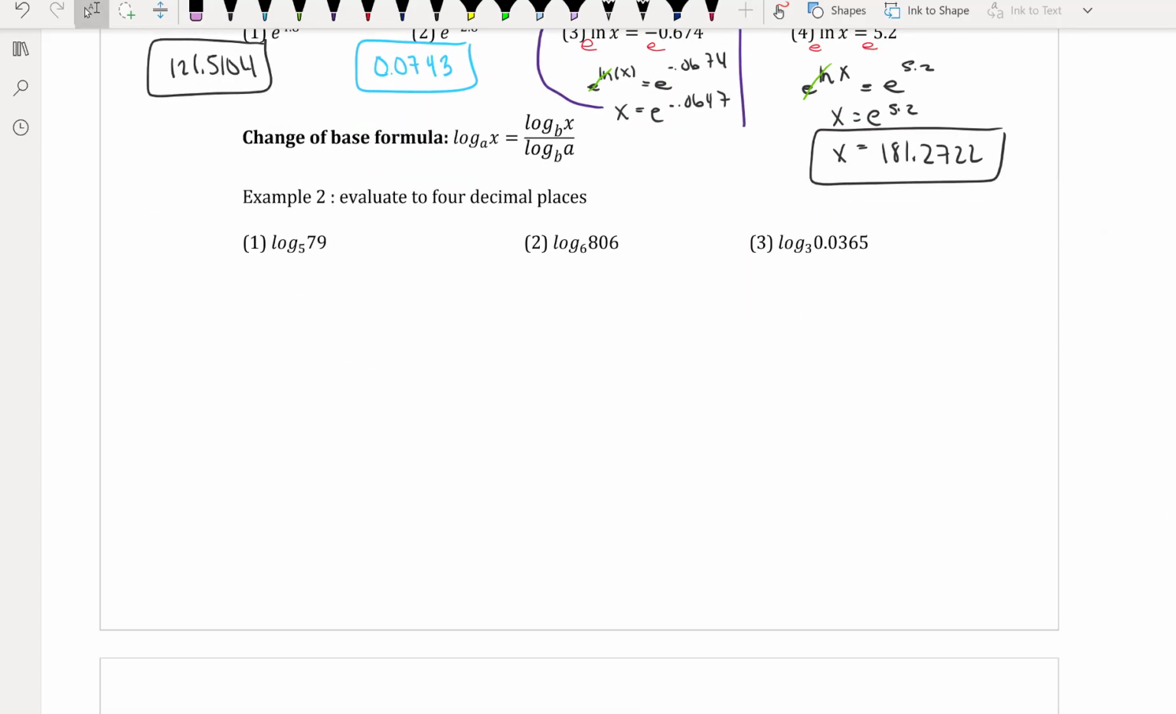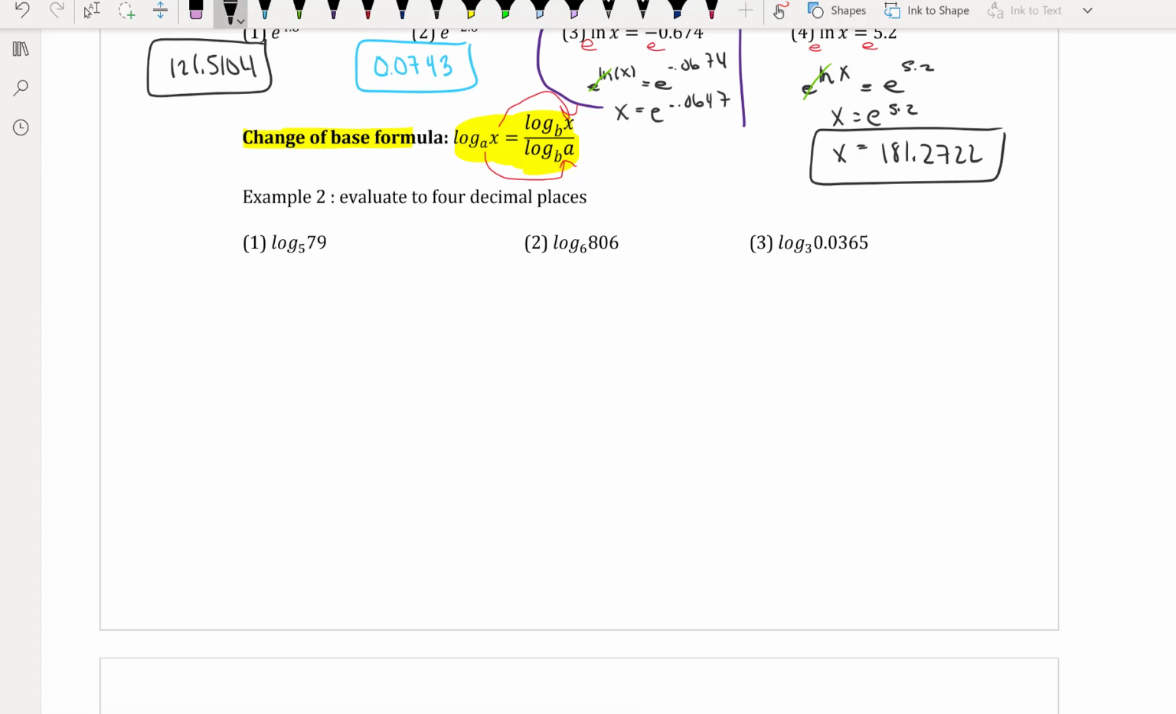Okay. Now for example number 2, it tells me to evaluate to 4 decimal places, and I'm using my change of base formula. So my change of base formula tells me to rewrite it as such. What this is telling me is that the b for base goes on the bottom and the x goes on top. So notice how on your calculator it just has log there. It defaults to log base 10 if nothing is there.